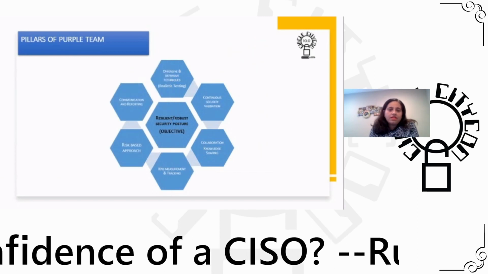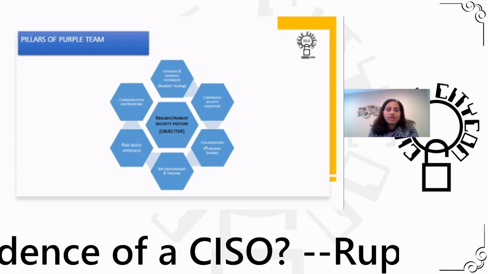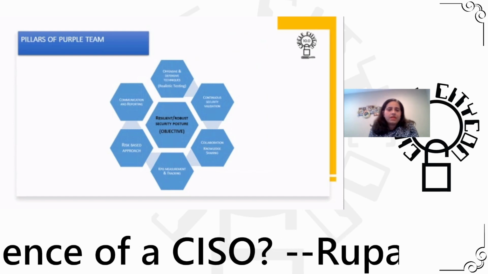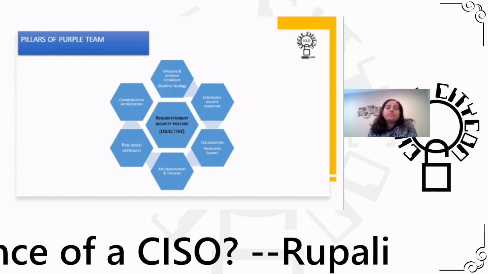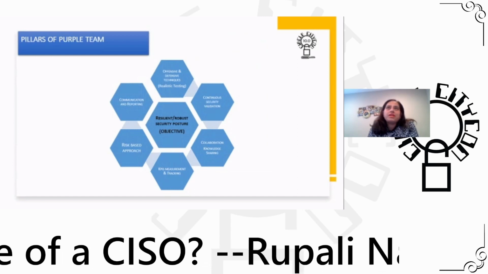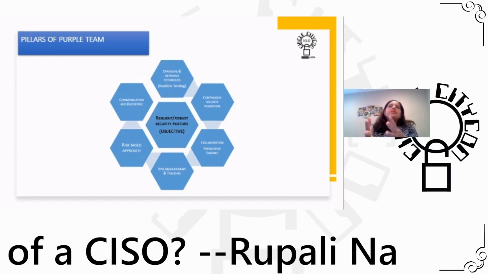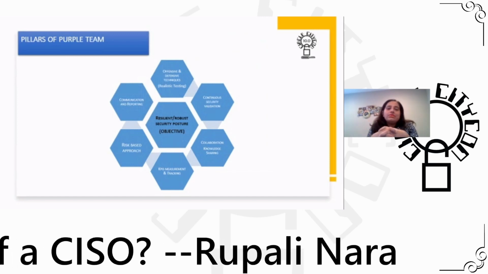All right. The pillars of cybersecurity. The first that I mostly say is that the purple team is a collaboration between the red and the blue team. Red team uses offensive techniques, blue team uses defensive techniques.